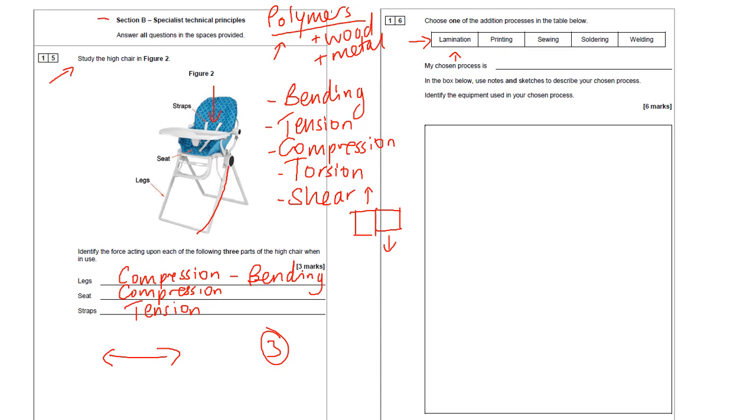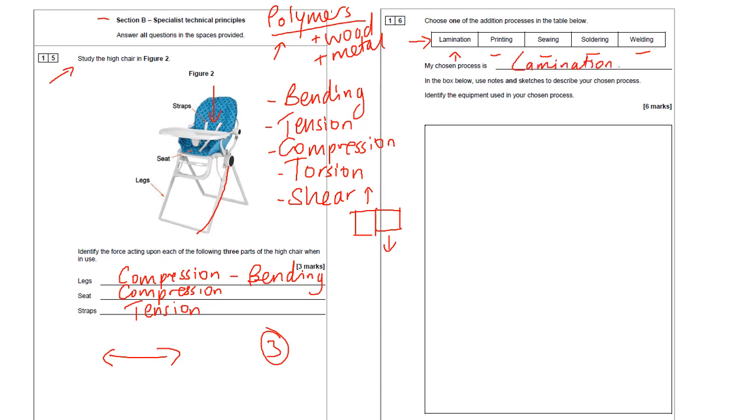Printing would be for paper and board. Sewing is obviously for textiles. Soldering would be for electronics. And welding would be for metals. But you can actually weld polymers together. It's basically just heating them up and sticking them together, so you melt the 2 plastics together. But the one I'm going to go for is lamination.